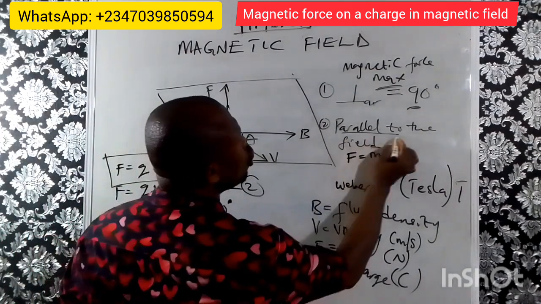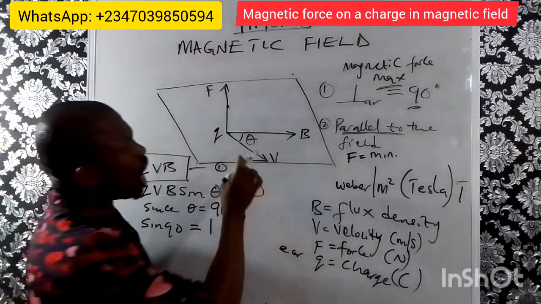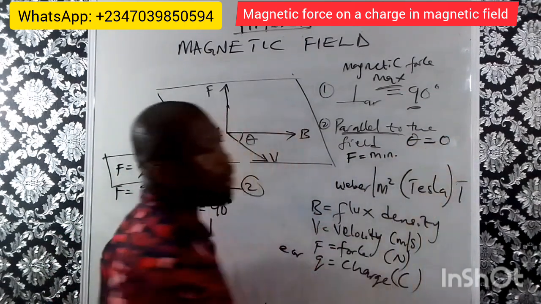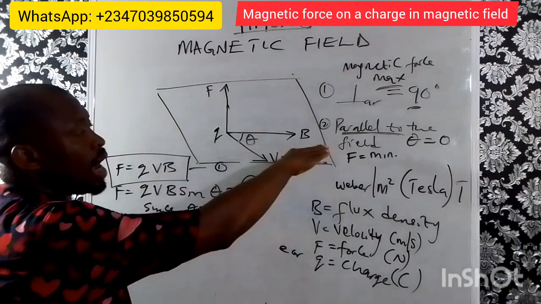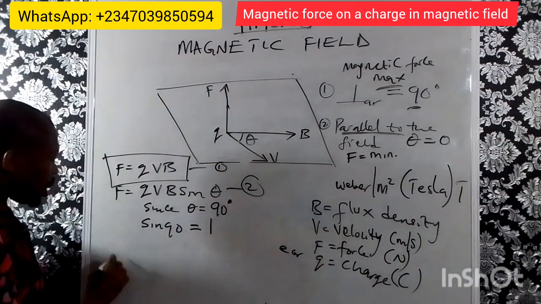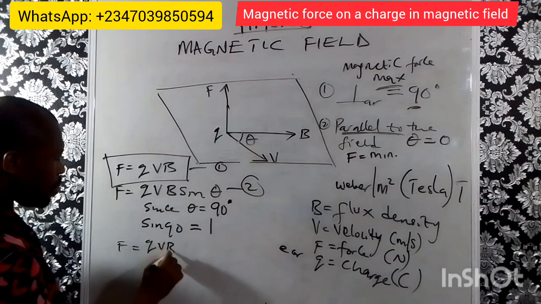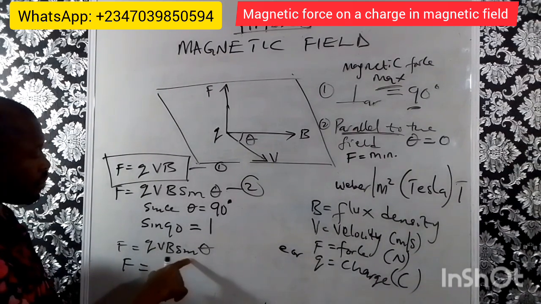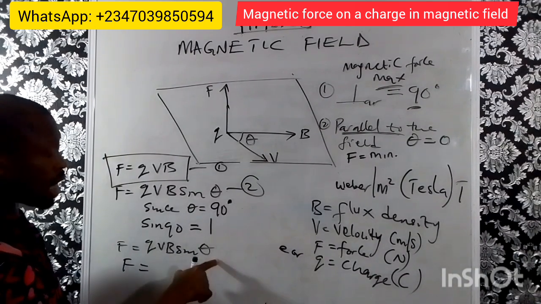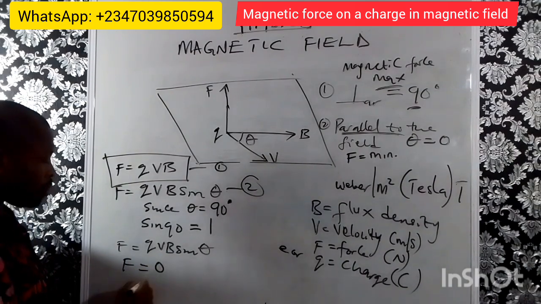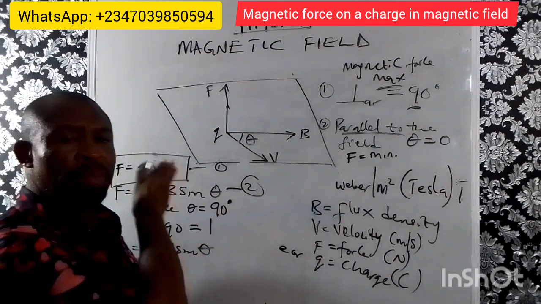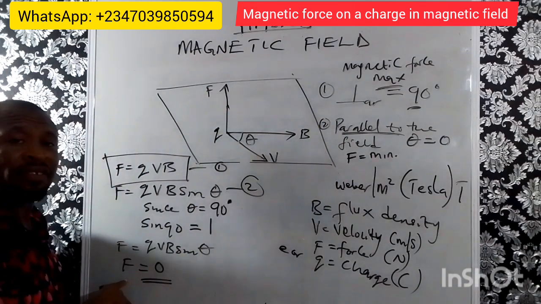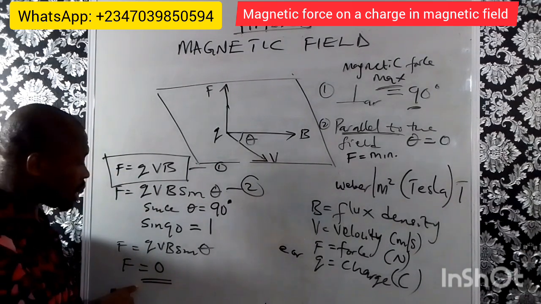Now we look at the second option. If the charge is moving in the same direction as the field, that means θ is 0 or 180 degrees, because the angle on a straight line is 180 degrees. In that case, F = QVB sin θ will reduce to 0, because sin 0 is 0, and 0 times B times the rest is 0. Therefore, if the charge is moving parallel to the field or in the direction of the field, it does not have magnetic force. The magnetic force there is 0.